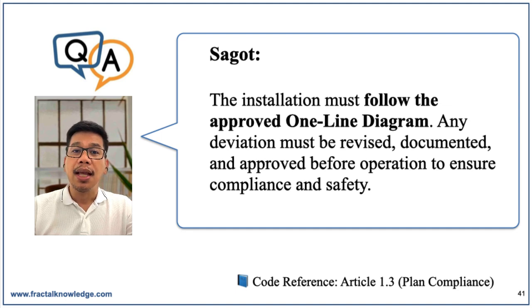Hindi pwedeng iba sa drawing, iba sa actual. Dapat pareho para pasado sa inspection at safe ang system. Di natin alam, baka nag-shortcut or nagtitipid ang contractor o installer, di ba? Sabi ng code, Article 1.3, Plan Compliance.